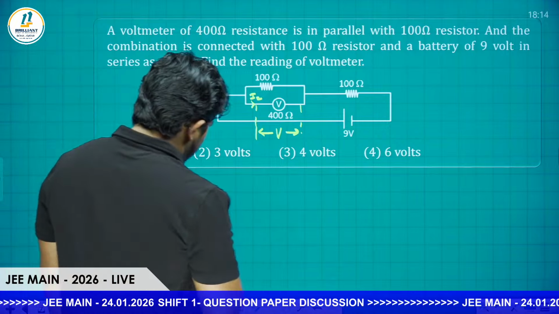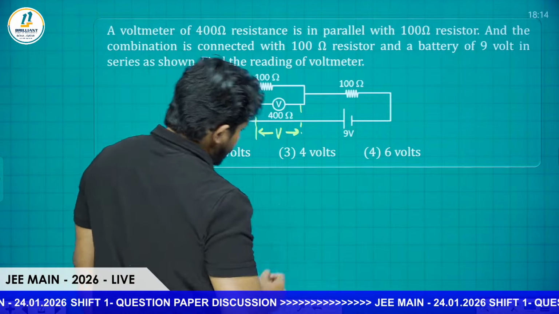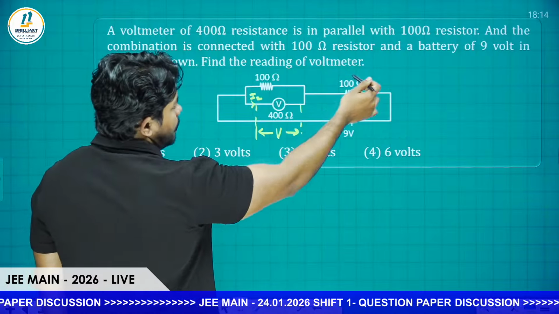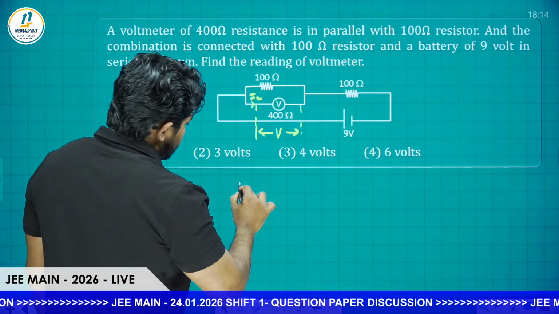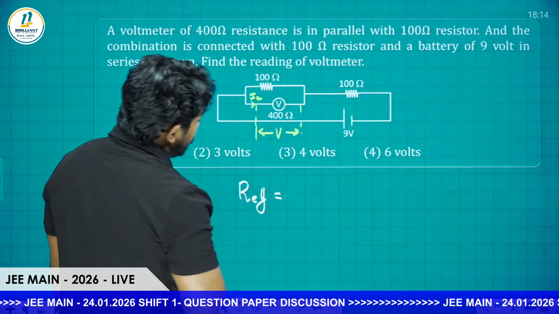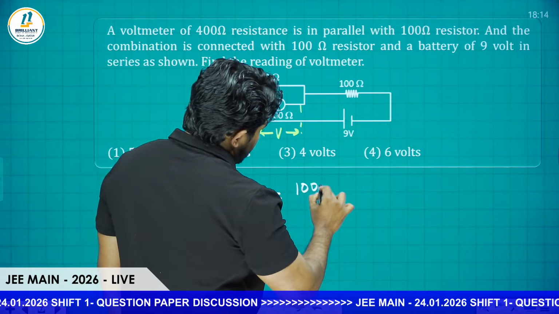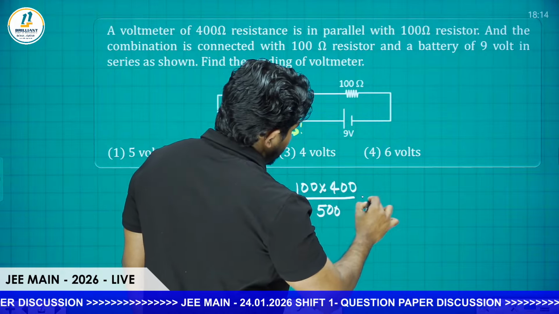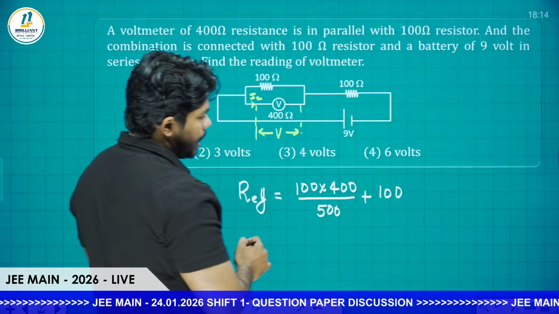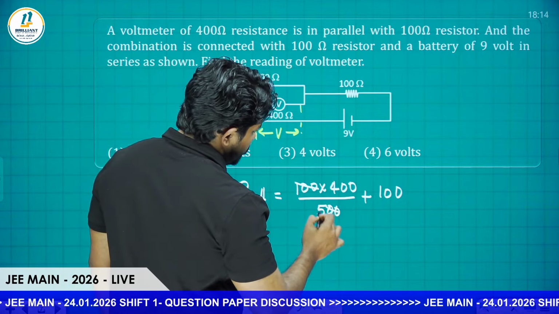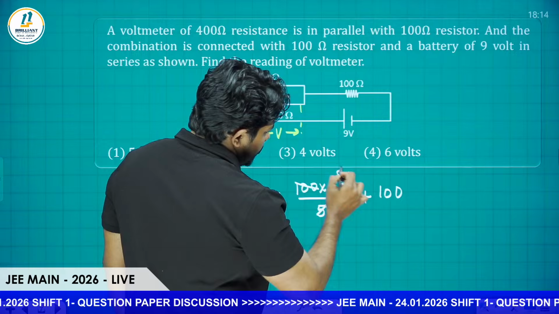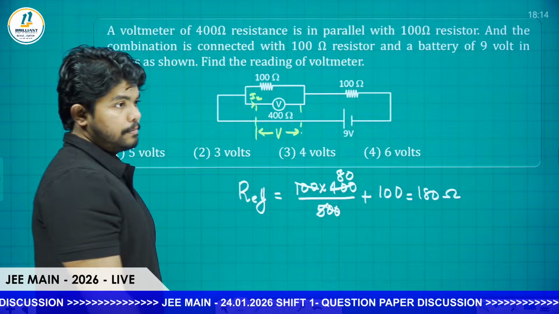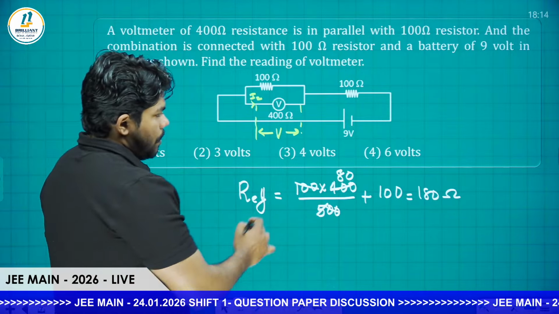So for that, we have to find the total resistance. It is clear that these two are parallel and this is in series with that. So we can say that R effective of the circuit will be equal to 100 times 400 divided by 100 plus 400, that is 500, plus another 100. Okay, so what will be this value? This will be 80, right? So that will be 180 ohm. That will be the total resistance. Okay, total resistance we are getting as 180.